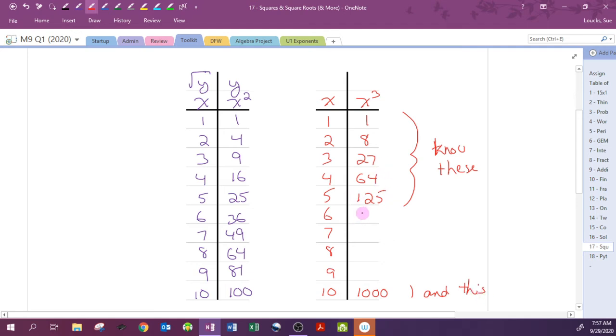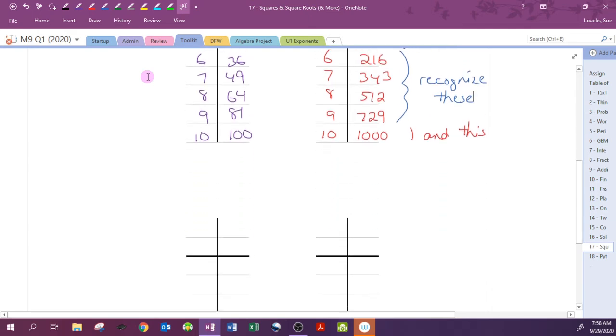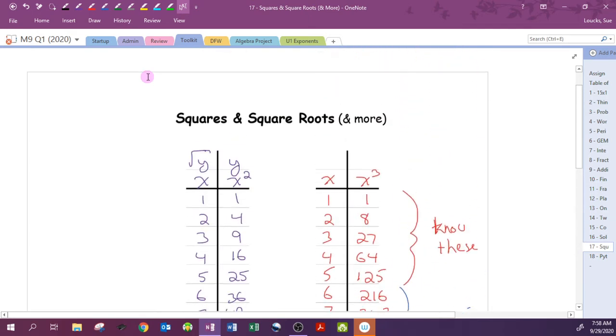The other numbers that go in here are 216, 343, 512, 729. And these ones, you should recognize these. You should see the number 343 and go, oh, right, that's a power of something. Okay, and you might need to think to figure out what it is, but you should know that it's a power of something.